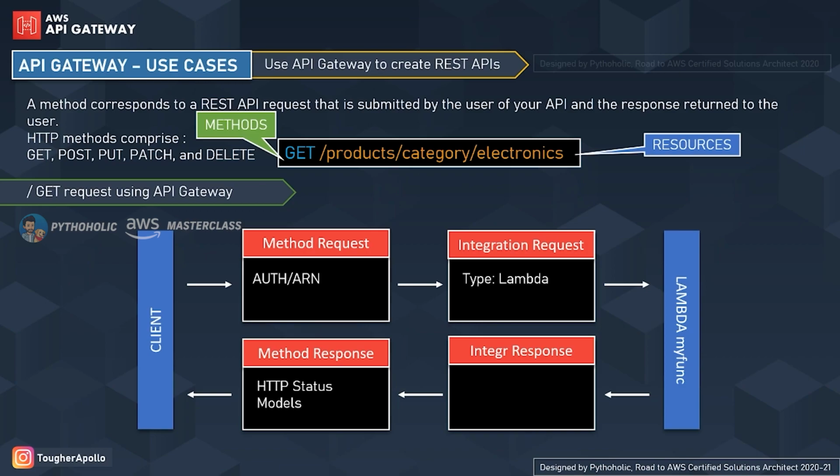So the two methods that you see here, which are public facing, that are method request and method response, they are the public interfaces, and the integration request and response that you see here are internal interfaces. So when you make an API call to the AWS Lambda function sitting behind your API, it follows the pattern that we just saw here. So I hope that was clear. Let's move on.